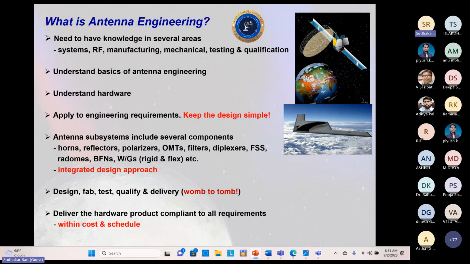We can design all complex systems, but if there are no applications, then there's no point. You can write papers on that, but that's limited. The key part is to deliver the hardware complying with all the requirements and within cost and schedule, because launch cannot wait for you. So if it is something you have to deliver in 12 months, you have to probably deliver in 11 months, because then it has to be integrated with other components and delivered to the launch pad.